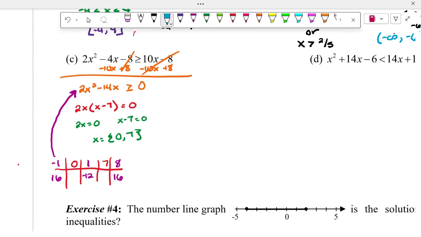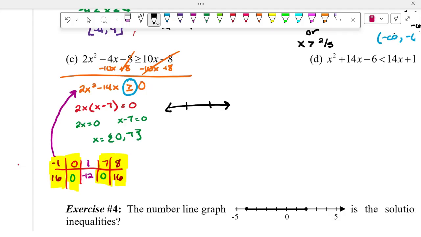And remember, these are both zeros. So we're looking for when it's greater than or equal to 0. So which is in my solution set? The outsides. Now, are the zeros in it? Yes, they are also included because of the equal to. So if I were to draw this on a number line, sometimes you will be asked to draw it on a number line, but it also helps you figure out how to write your answer.